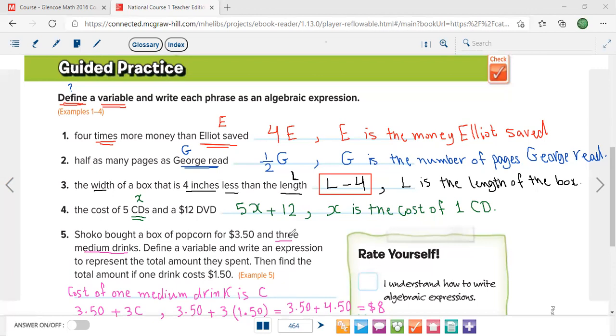Since we don't know the price of one medium drink, for now, let's say that the cost of one medium drink is C. So the expression will be 3.50 plus 3C. Now we know that the cost of one medium drink is $1.50. So this will be 3.50 plus 3 times 1.50. 3 times 1.50 is 4.50. And we can add 3.50 plus 4.50. This will give you $8.